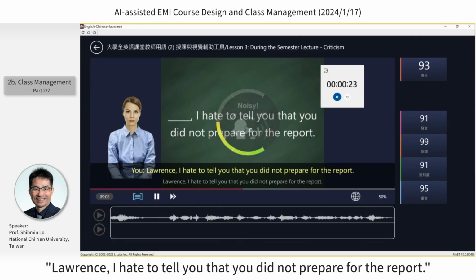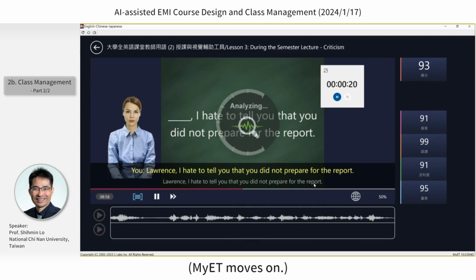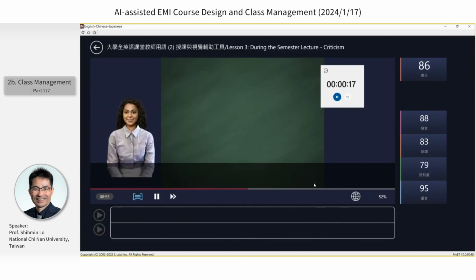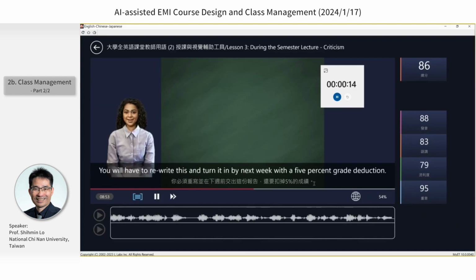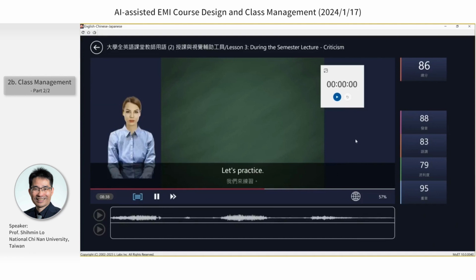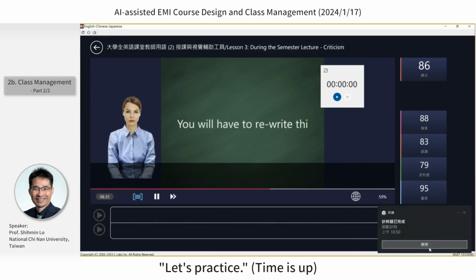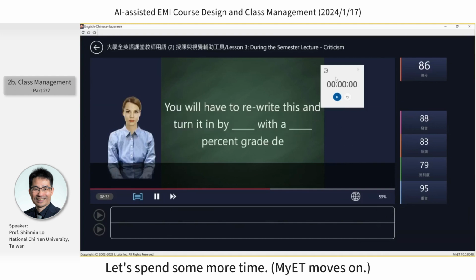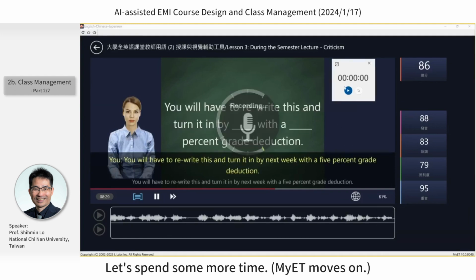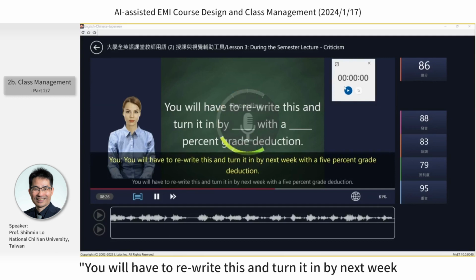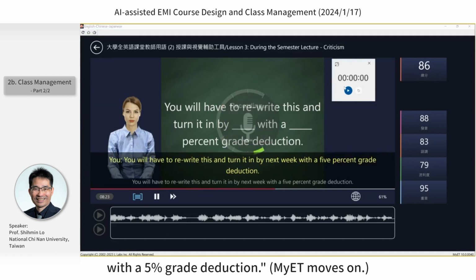Lawrence, I hate to tell you that you did not prepare for the report. Great. You will have to rewrite this and turn it in by next week with a 5% grade reduction. Let's practice. Let's spend some more time here. You will have to rewrite this and turn it in by next week with a 5% grade deduction. Great.